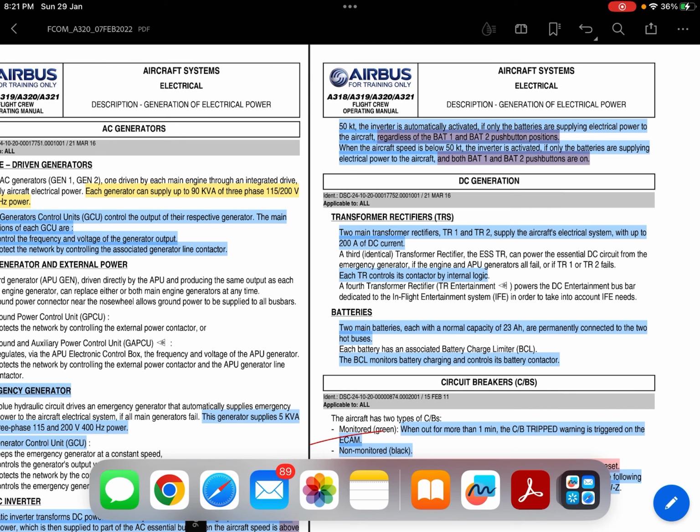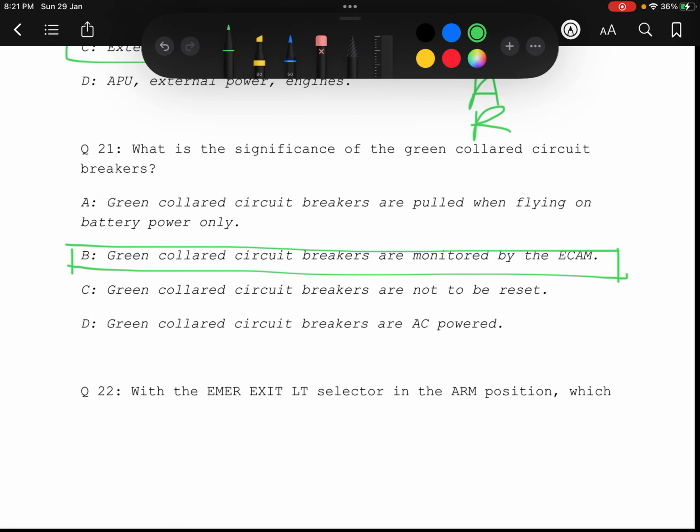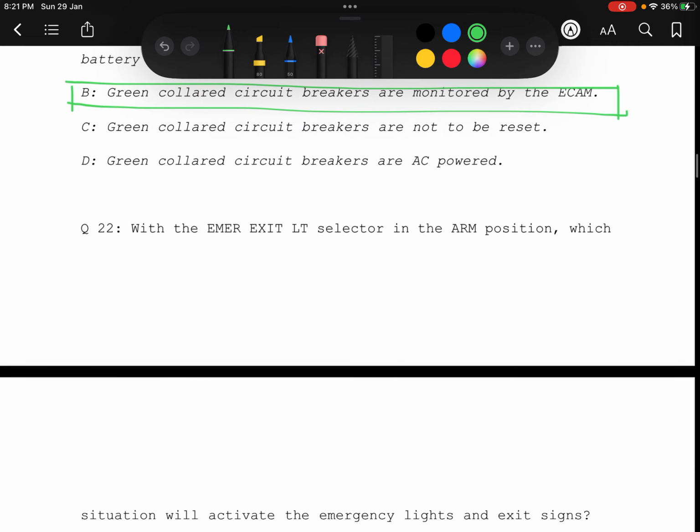You will find the explanation of each question in the FCOM only. All you need is to go through the FCOM thoroughly and make it your habit to find the explanation of each question in the FCOM only. Do not cram anything. Do not just read and cram.